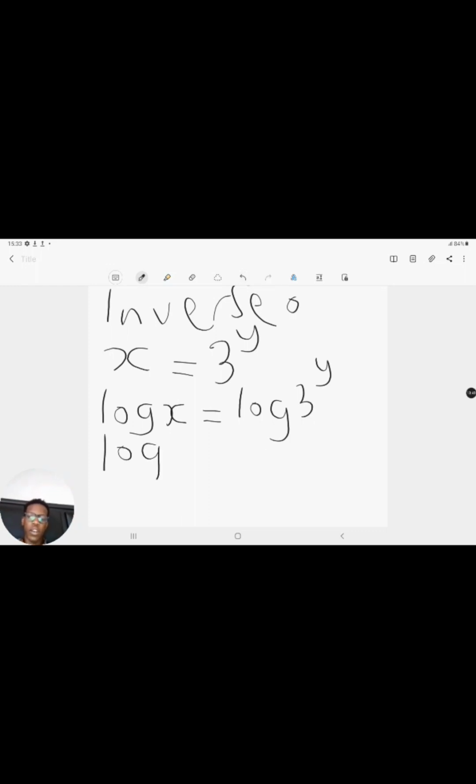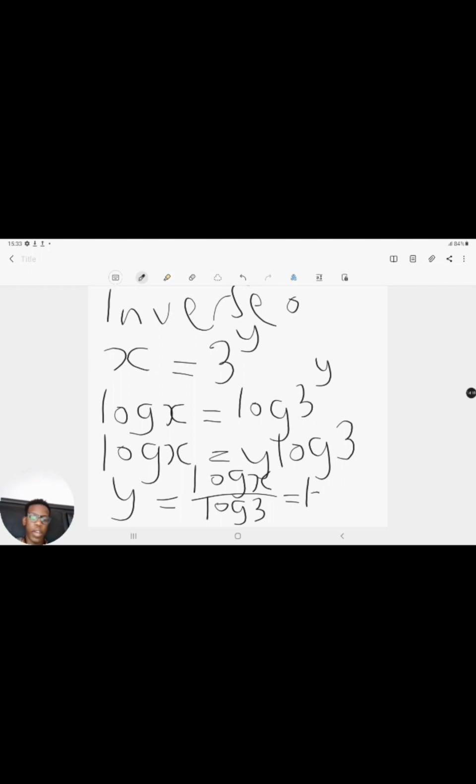Once I've introduced my logs, then I can simplify further. Then I have log x is equal to, this y can become the coefficient of that log there. So this is going to be y times log 3. Then you make y the subject of the formula. You just divide both sides by log 3. So you're going to have log x divided by log 3, which can be further simplified to log x with base 3. Okay, and this is going to be your answer. This is going to be your inverse equation.